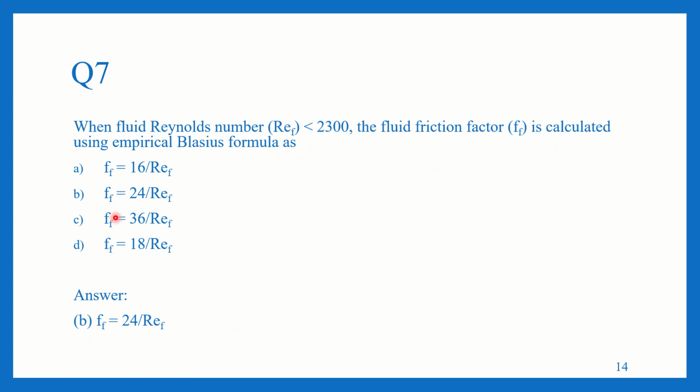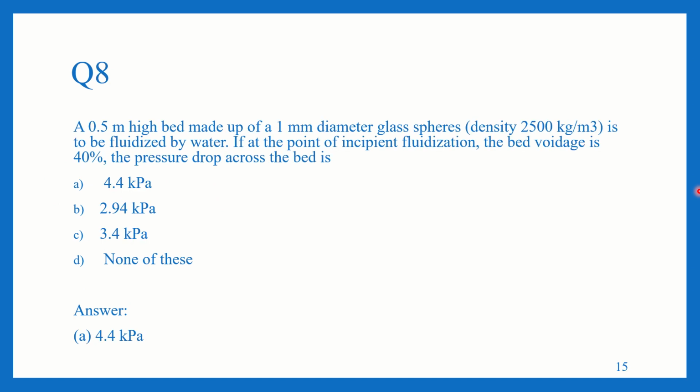So we all know that if it is less than 2300, that is inside the laminar flow regime. How to calculate the fluid friction factor? We have studied in fluid mechanics that in the laminar regime we get the fluid friction factor as 24 by Re. So the answer to this problem is option B, that is 24 by Re. So we'll go to question 8.